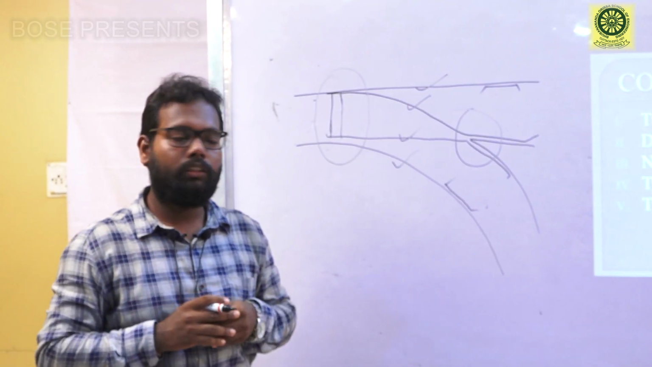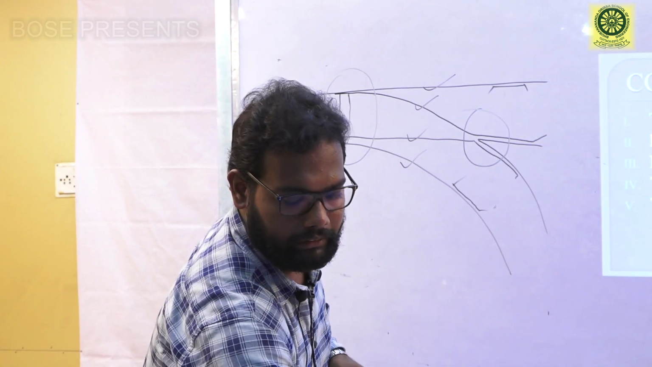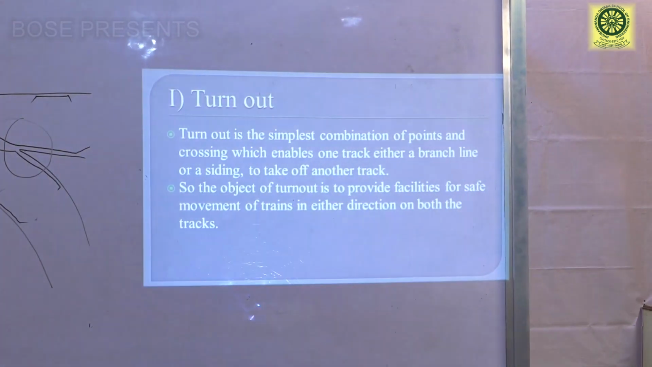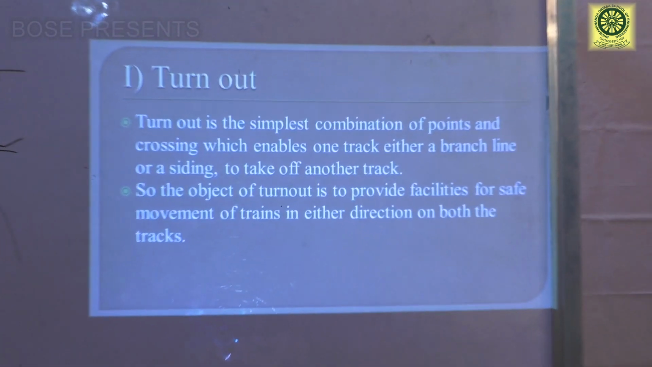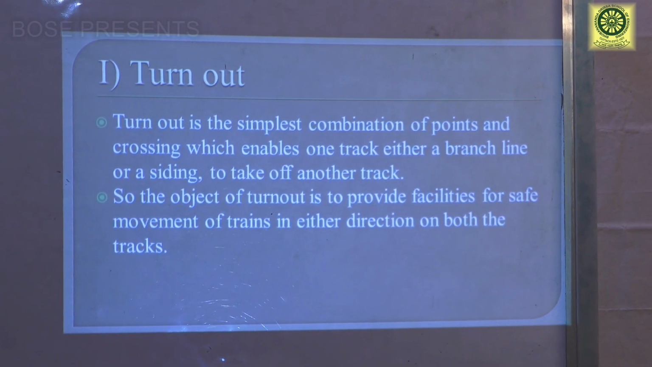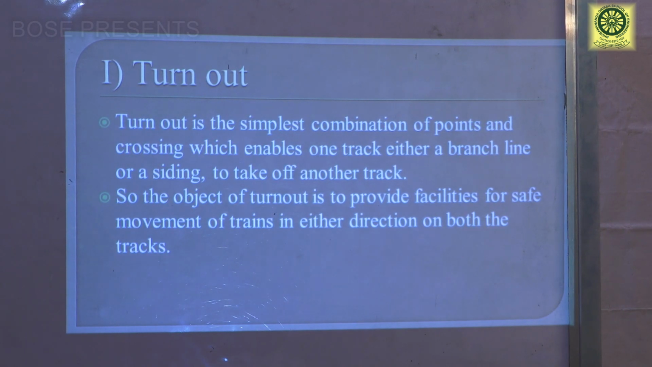So how can we know whether it is a right hand turnout or a left hand turnout? Now come to the slide. Look at this. What do you mean by turnout? Turnout is the simplest combination of point and crossing which enables one track, either on a branch line or a siding, to take off from another track. The objective of turnout is to provide facilities for safe movement of trains in either direction on both the tracks.